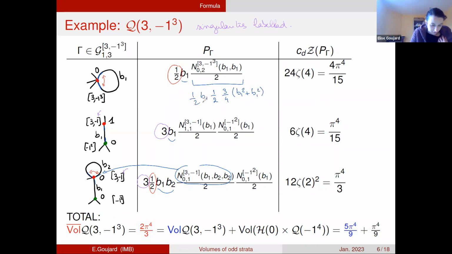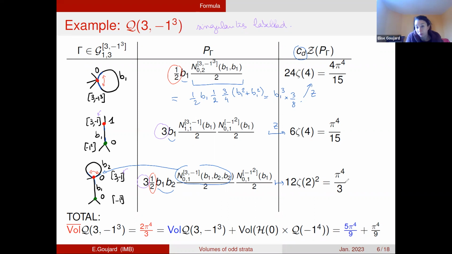So if I compute this term, I get this polynomial, which is B1 over 3 times 8. So I apply just the linear operator V, and I get 24 zeta of 4. Okay, and I do the same for each, and I think I also need to multiply by this constant. I do the same for all stable graphs.